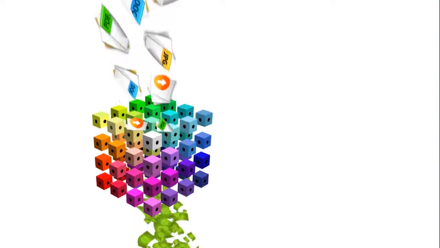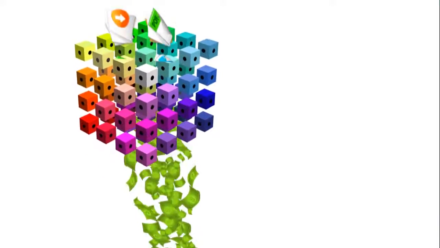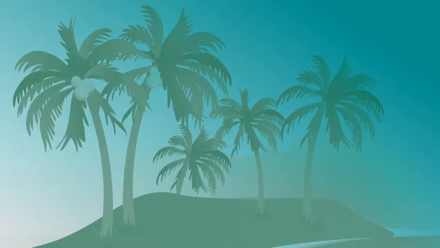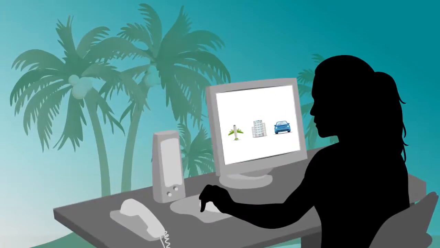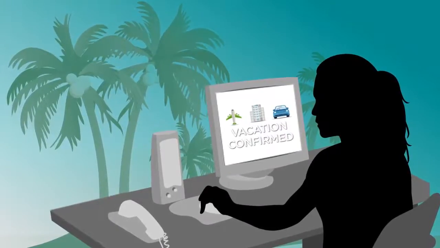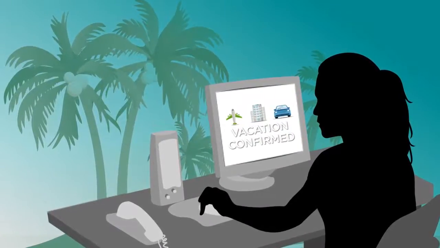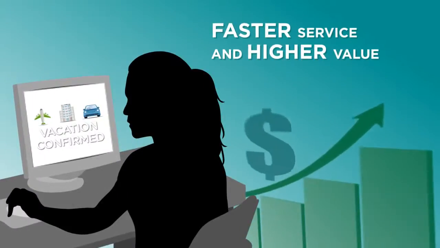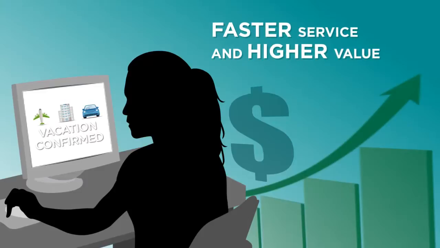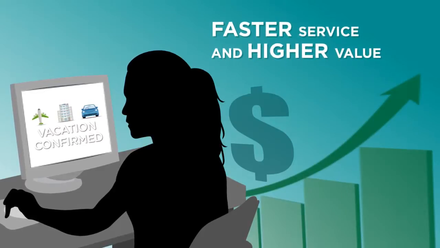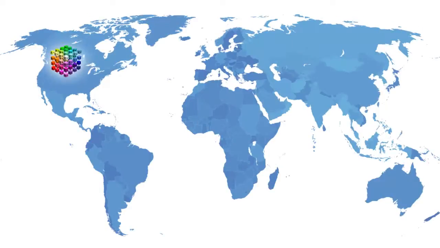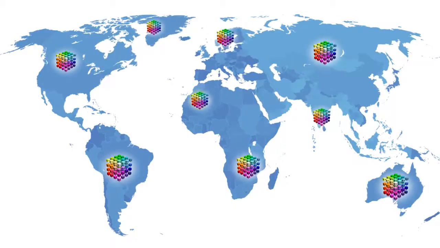What makes GemFire so different is that it manages data in memory. This advantage isn't just technical. It translates directly into revenue dollars. For a global online travel agency, GemFire has dramatically cut website response time for users to improve its look-to-book ratio. Thanks to this dramatically faster service and higher customer value, the agency has grown its annual revenue by hundreds of millions of dollars.